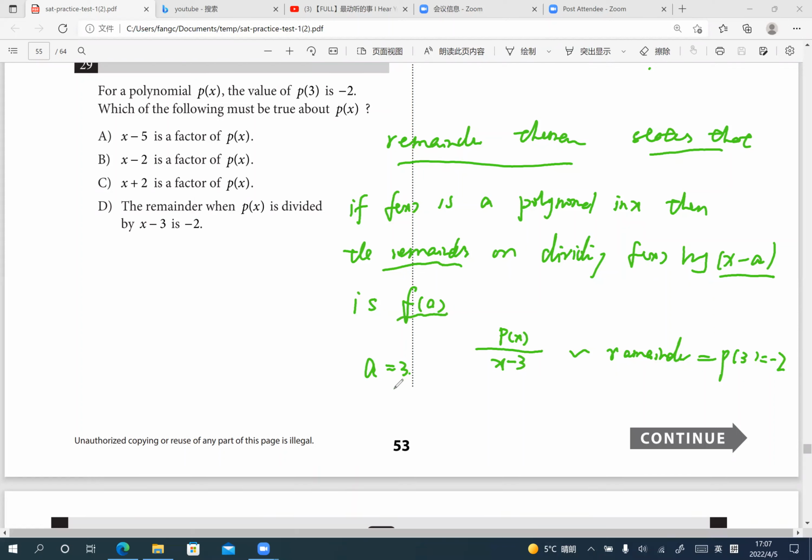So in our question, the polynomial is p of x. And if it is divided by x minus 3, according to the remainder theorem, the remainder should be equal to p of 3, which is equal to negative 2. So we should choose option D: the remainder when p of x is divided by x minus 3 is negative 2.